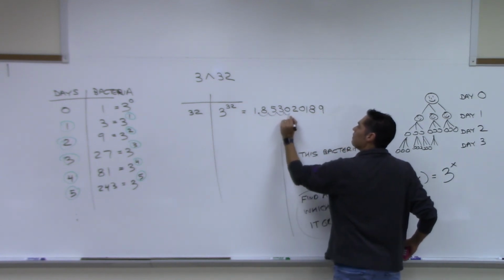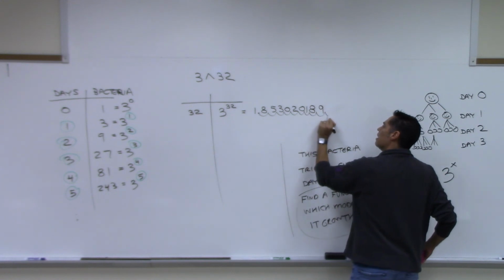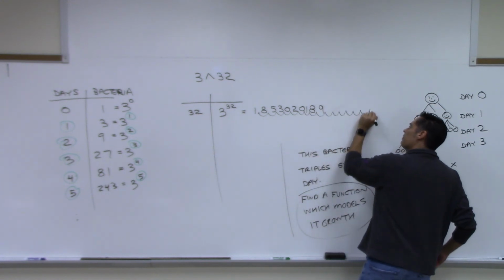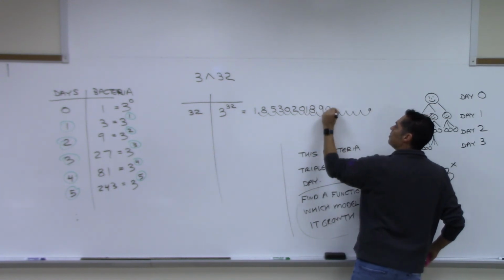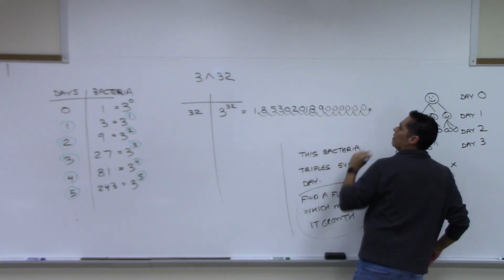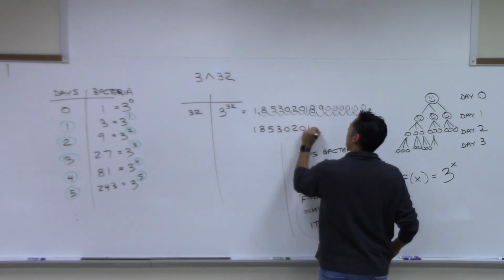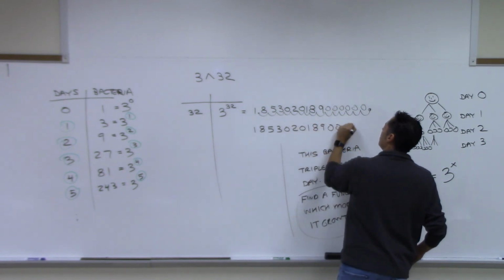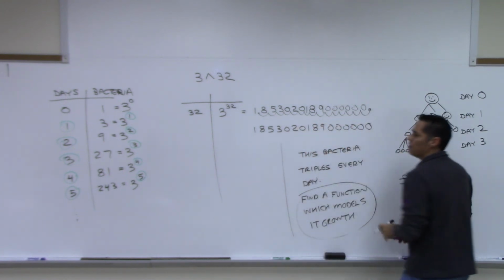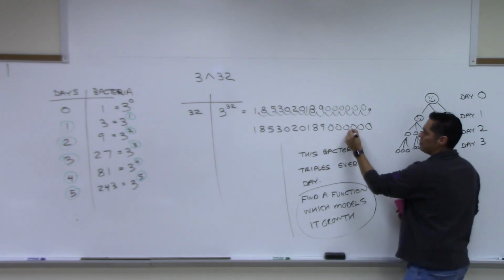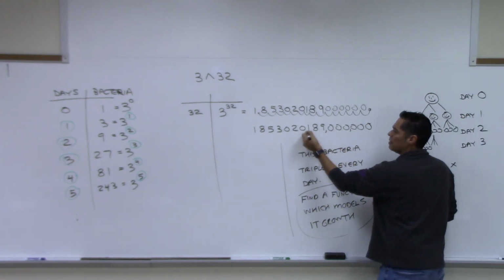1, 2, 3, 4, 5, 6, 7, 8, 9, 10, 11, 12, 13, 14, 15. Right there. Fill these with zeros. So this is 1,853,020,189,123,456. That's how many bacteria you have. Let's see, what is it? Is this even a number we know? Let's see.